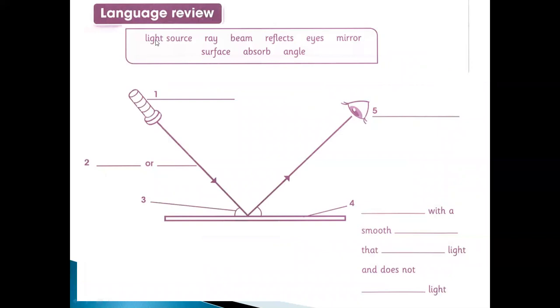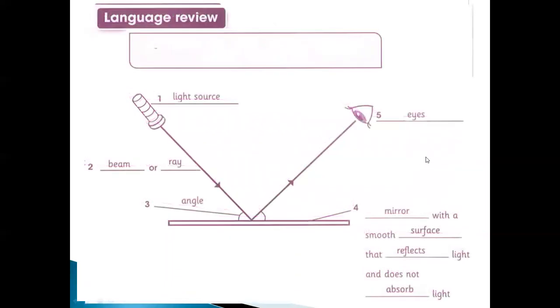Language review lesson for unit 4. Light sources. Okay, we need to do this. We have number 1 light source, number 2 beams or rays, number 3 angle, number 4 mirror, number 5 eyes, and number 6 others. A mirror has a smooth surface that reflects light and doesn't absorb light.